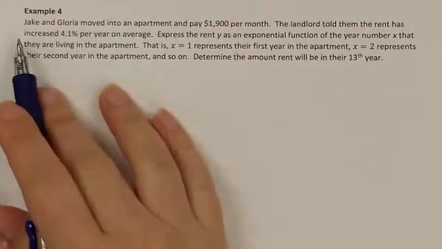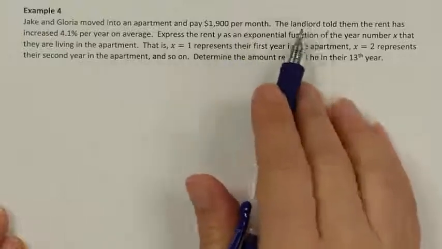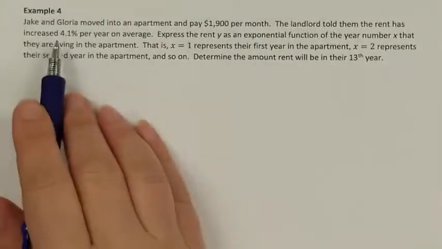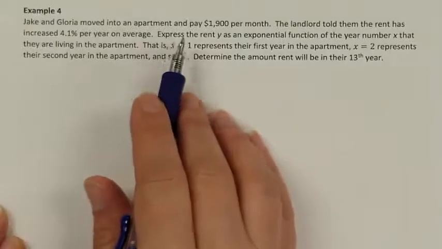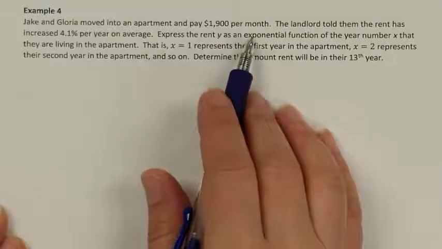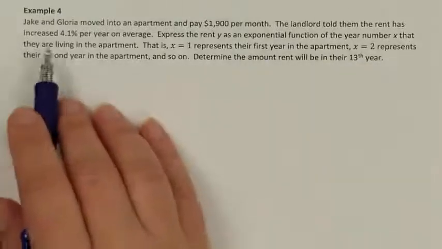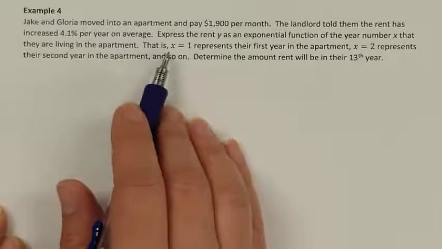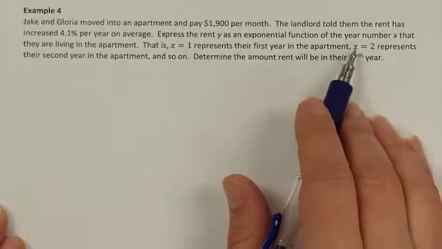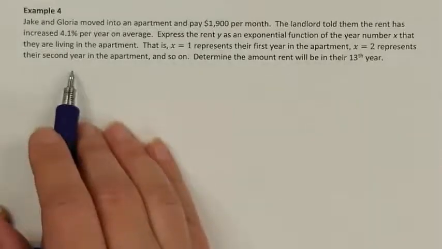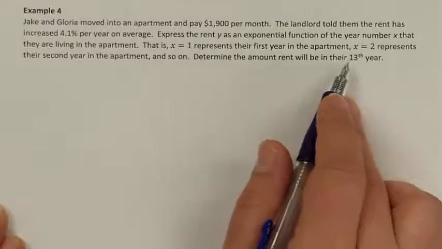Example 4. Jake and Gloria moved into an apartment and they pay $1,900 per month. The landlord told them that the rent has increased 4.1% per year on average. Express the rent Y as an exponential function of the year number X that they are living in the apartment. And X equaling 1 is going to represent the first year they're in their apartment. X equaling 2 is going to represent the second year in the apartment, and so on. Determine the amount of rent that will be needed for the 13th year.